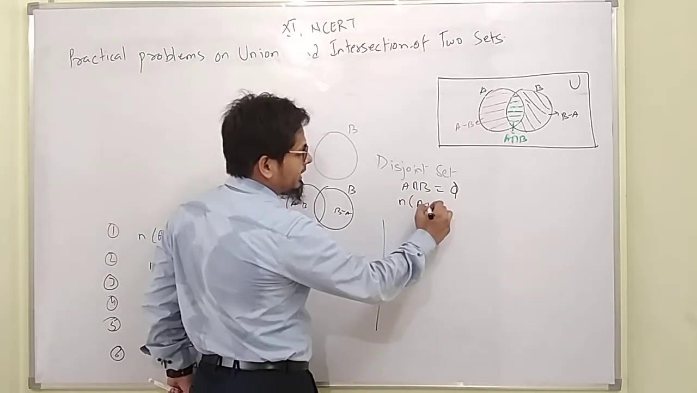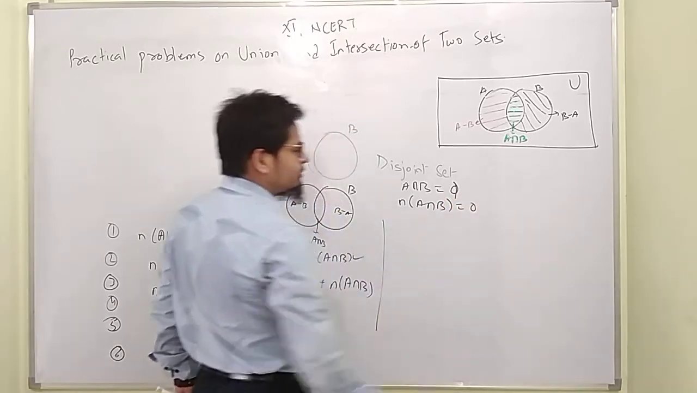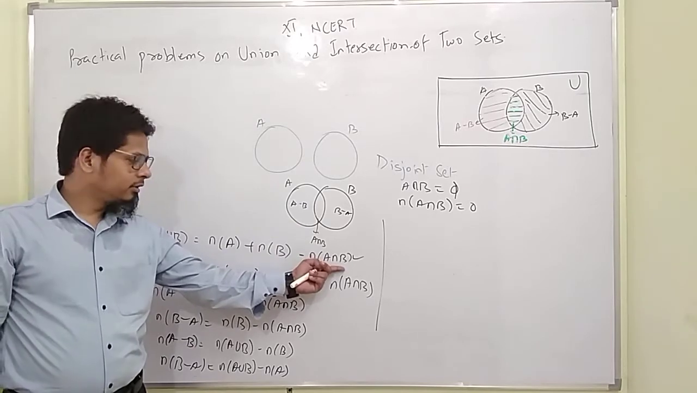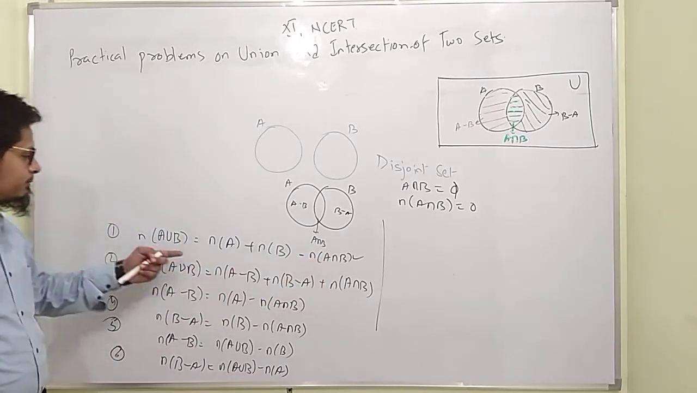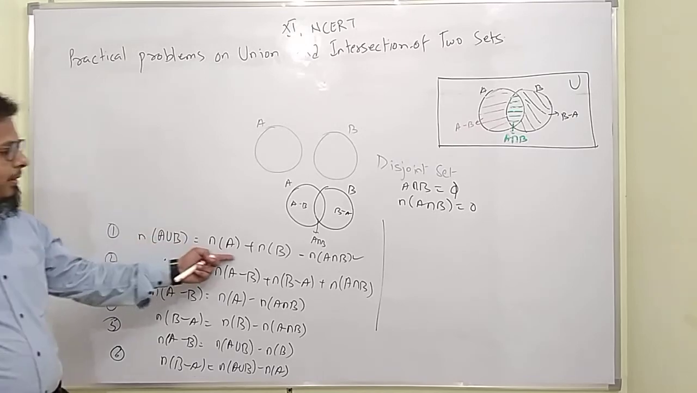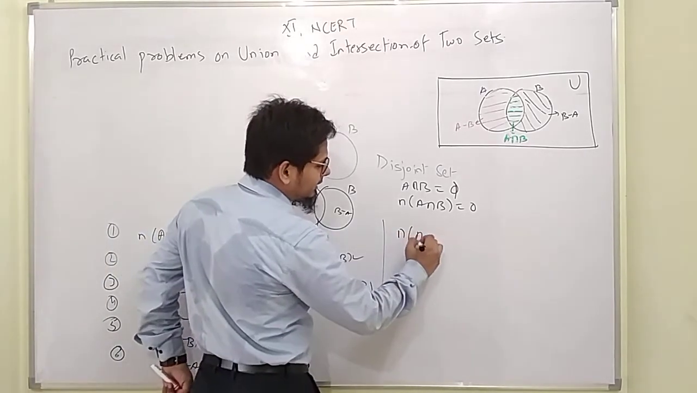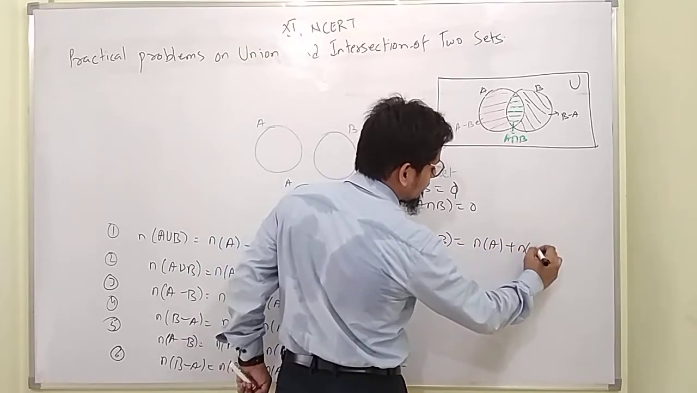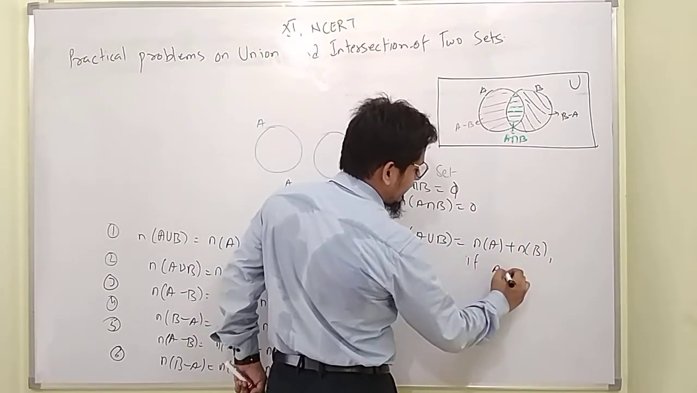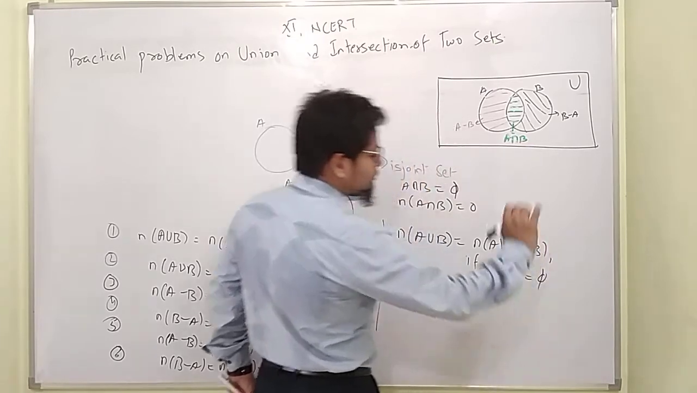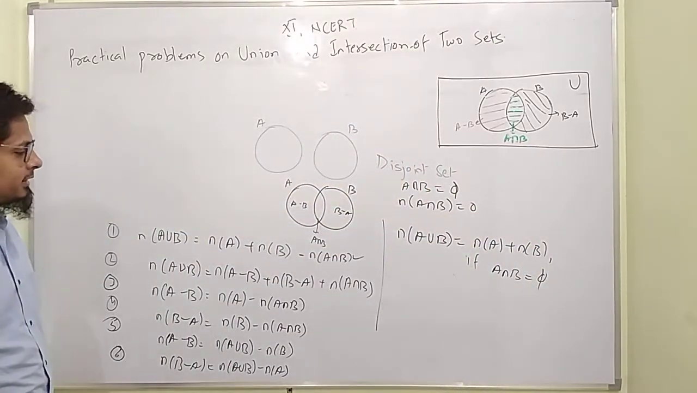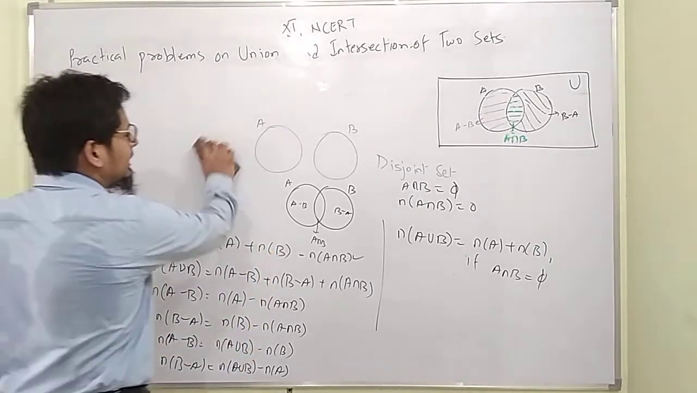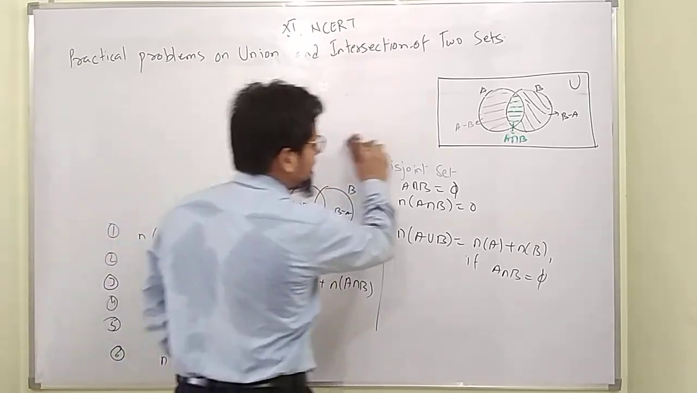If we take n(A intersection B) and it is 0, then class, this portion will be 0. Then n(A union B) will be equal to n(A) plus n(B). So I write it here: n(A union B) is equal to n(A) plus n(B) if A intersection B is empty, if there is no common part. Class, these are a few results. Another result I am writing here, class, this figure is not very important.